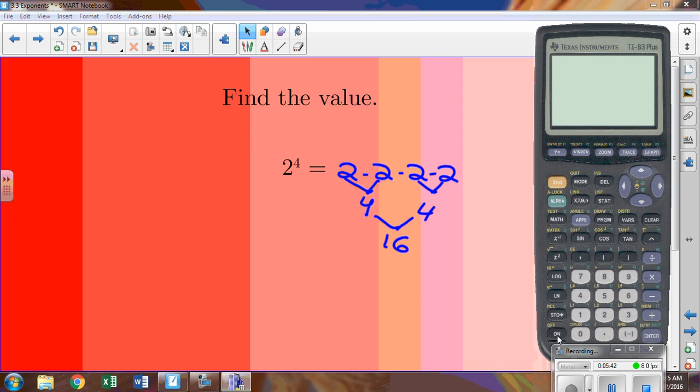One thing that we could do, 1, 2, 3, 4. There's our answer of 16. Calculators exist to save us some time. Go ahead and use them.